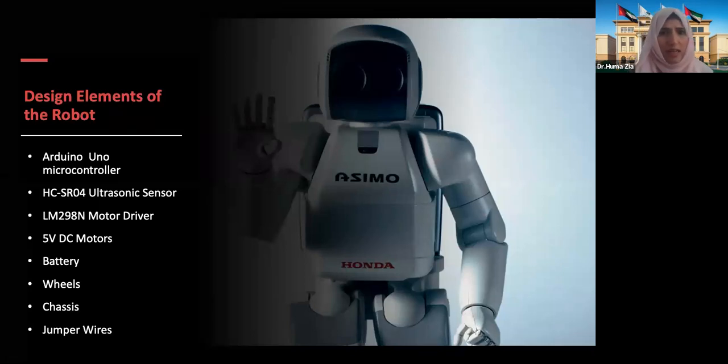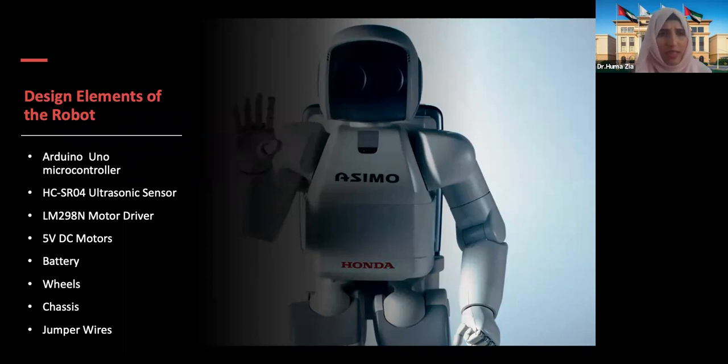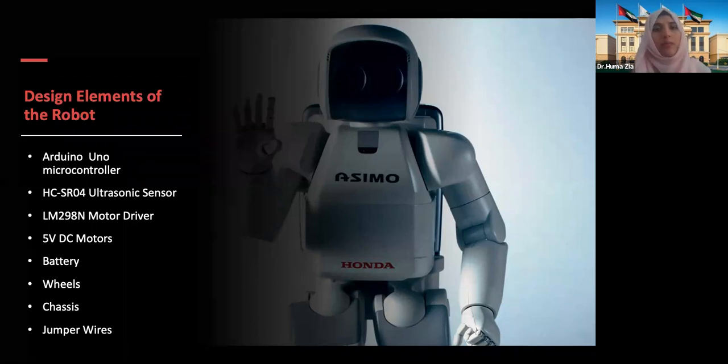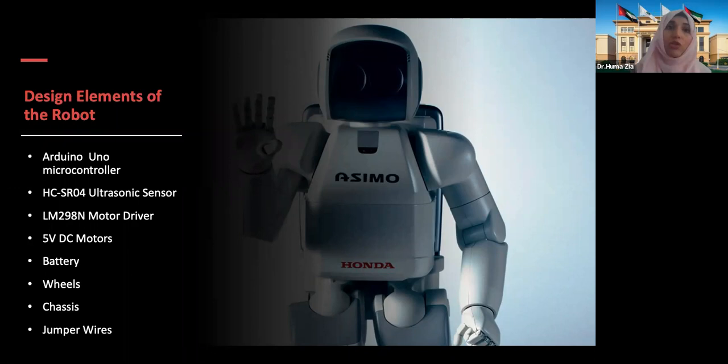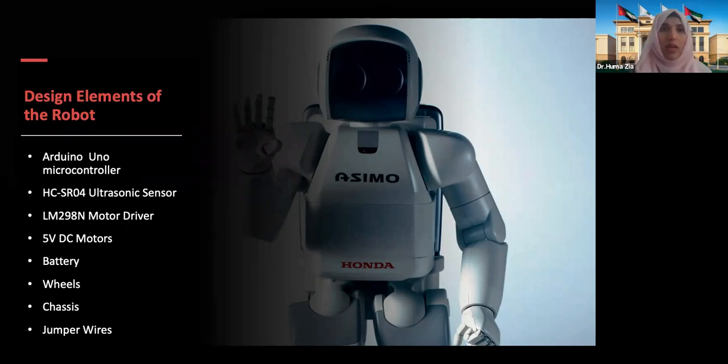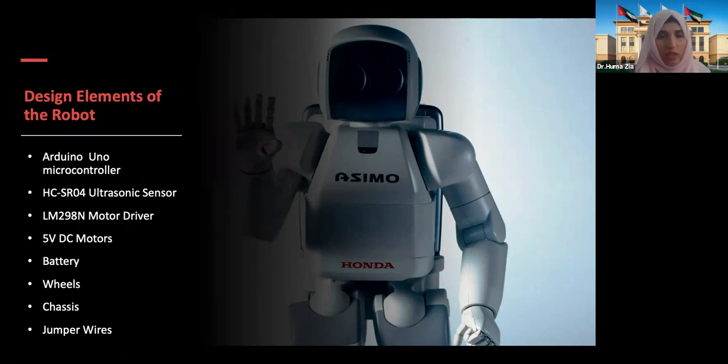Now these are the design elements. Now I'm going to be showing you an FSM for an obstacle avoidance robot that will use 2 motors, and I will be using 4 ultrasonics for that. And I will show you its simulated version as well. Now, these are some of the components that you might need.